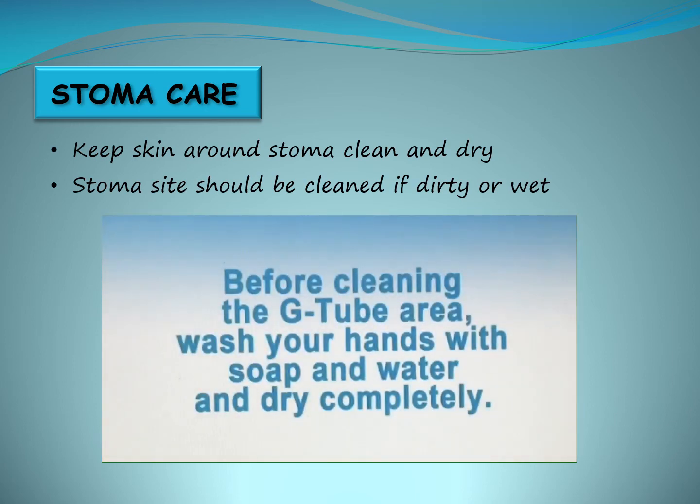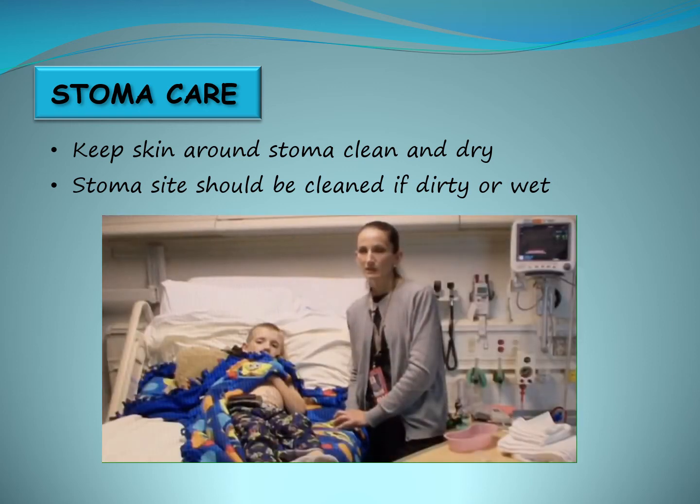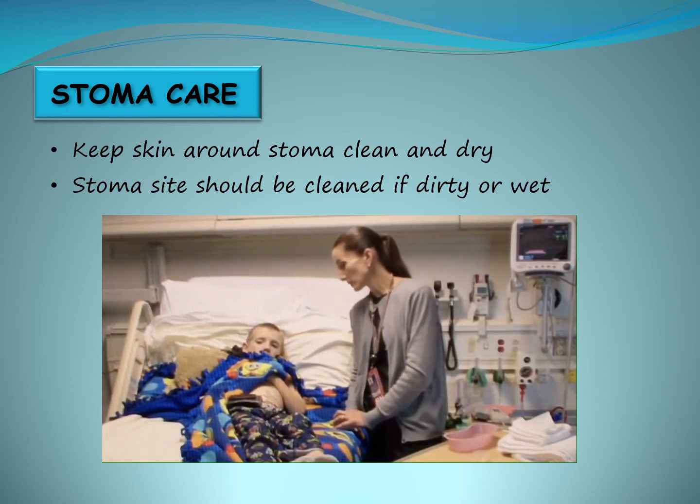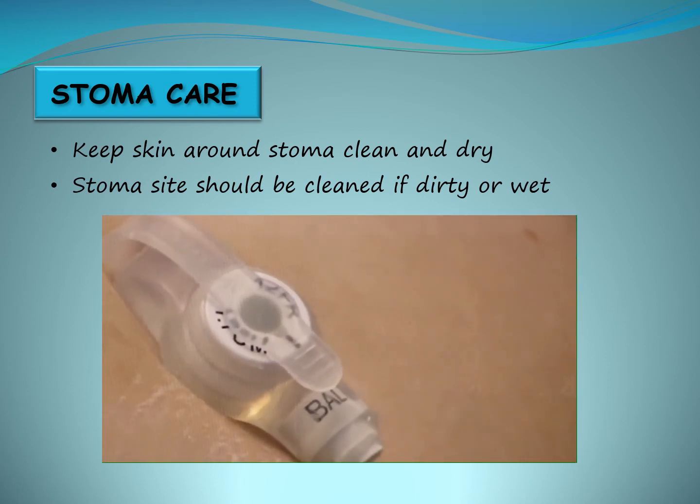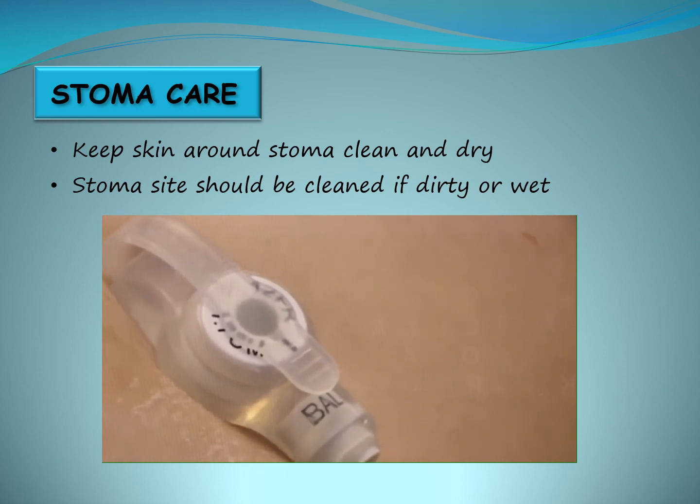The first thing that you'll want to do before cleaning the G-tube is wash your own hands with soap and water and dry your hands completely. You'll want to talk to your child about it's time to clean the G-tube. The next thing you want to do is remove any old dressings that were at the G-tube site.